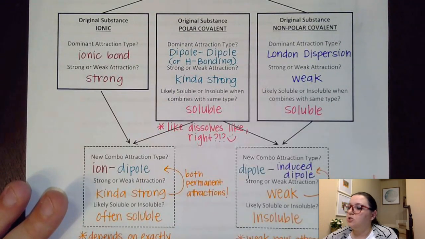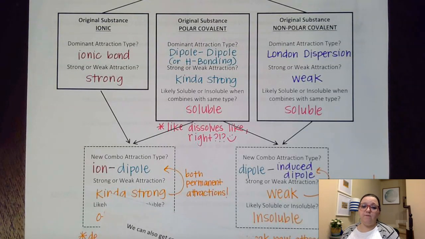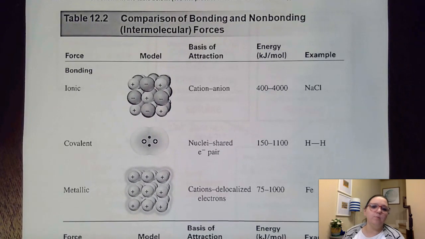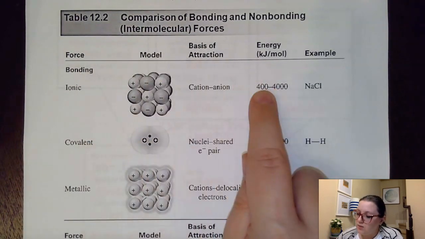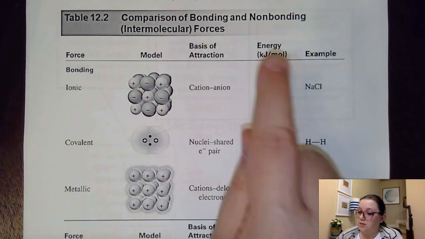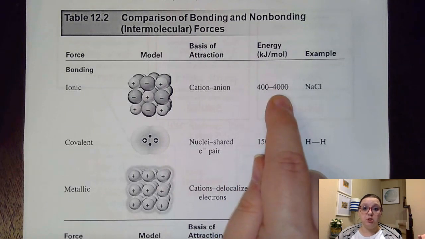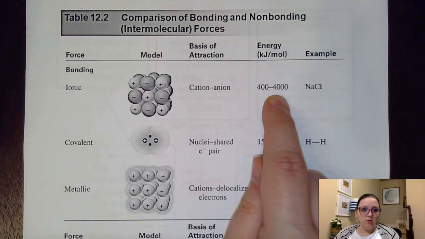I want to actually show you a chart that we looked at on the very first day of this unit. It was in the very first day's worth of notes. It was a chart that had all kinds of different bonds and forces and showed you how much energy those attractions had. So you notice here it said ionic, it would take between 400 and 4,000 kilojoules per mole to break that attraction, or if it was forming, it would release that much energy. Okay, so you notice it's quite a wide range there, and it really depends on how strongly the ionic bond was attracted in the first place.